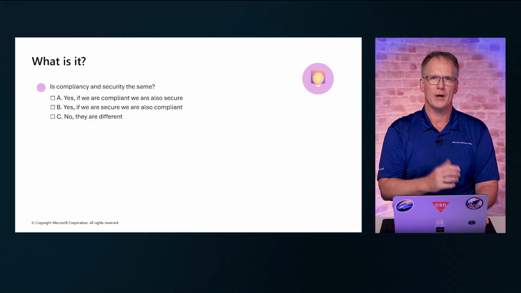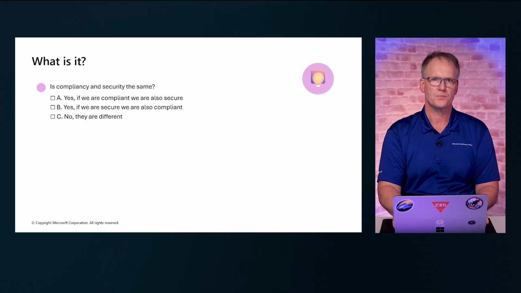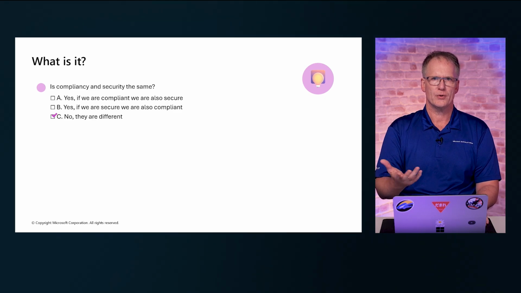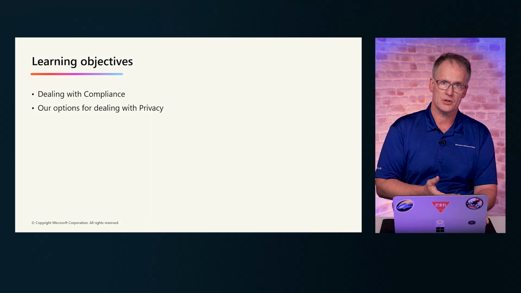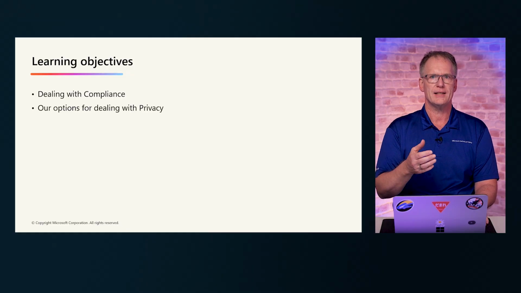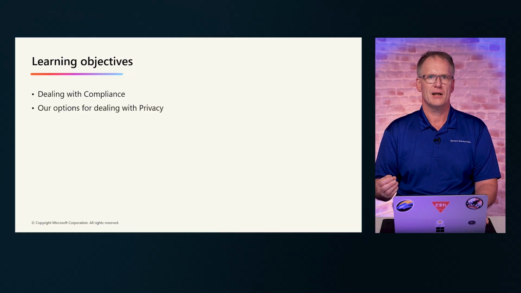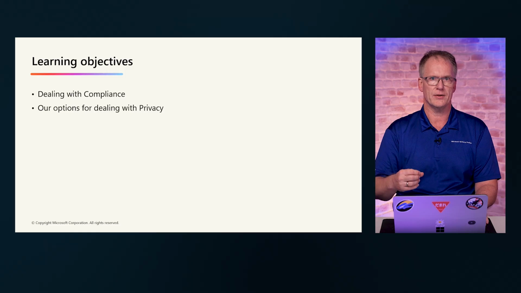So let's go and talk about what is compliance. We want to inspect what compliance is, where to encounter it, and what our options are for helping our organizations to be and stay compliant, next to being and staying secure. We also need to think about privacy, since security, compliance and privacy are often closely related. So what are our options?